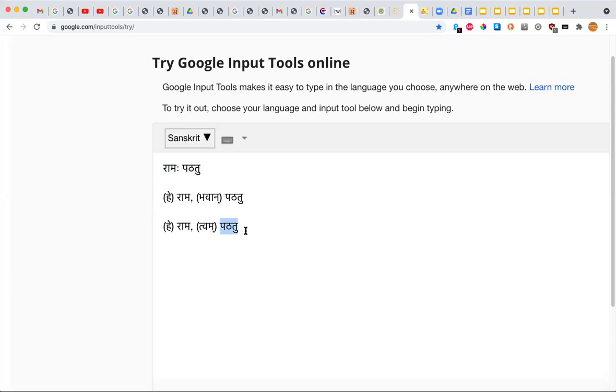Pata. Uttamam. Tvam Patha. So here it is a Madhyama Purusha form. Madhyama Purusha form. And here it is more like an order, Agna.